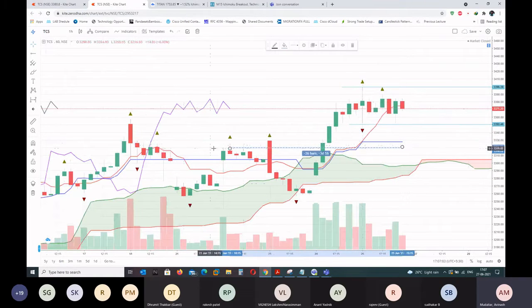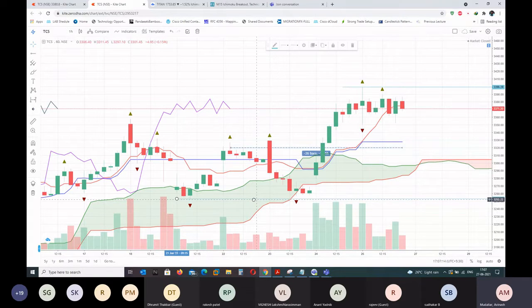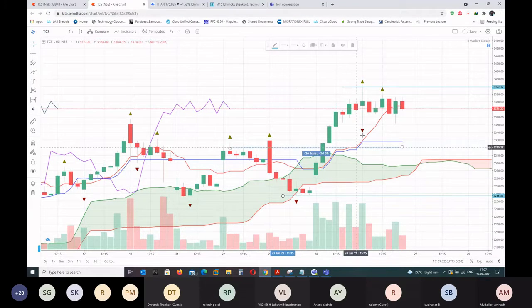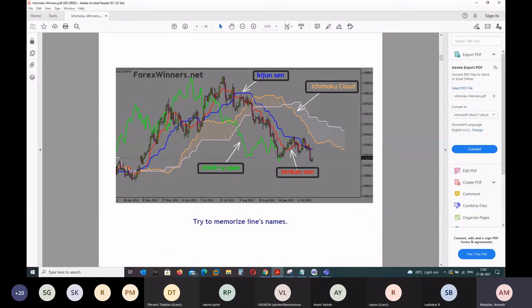From this point to this point, this entire zone, you see the highest high and the lowest low. Again, this is the highest high and this is the lowest low, this candle. Between this zone, you again see the values, add both of them, divide by 2, and you get the midpoint. This is the Kijun Sen value. Kijun Sen is also known as the equilibrium point.